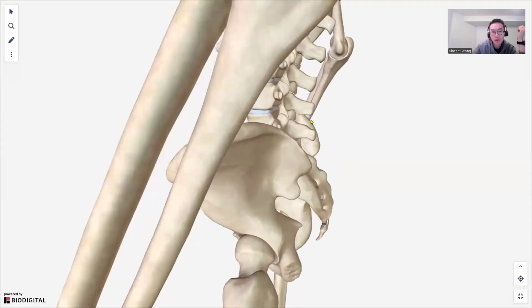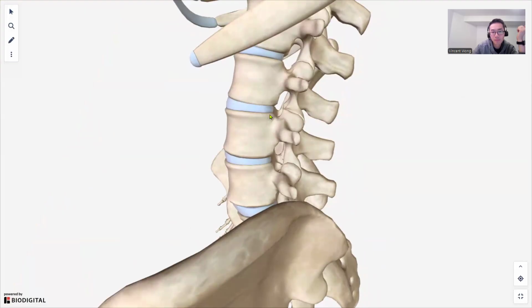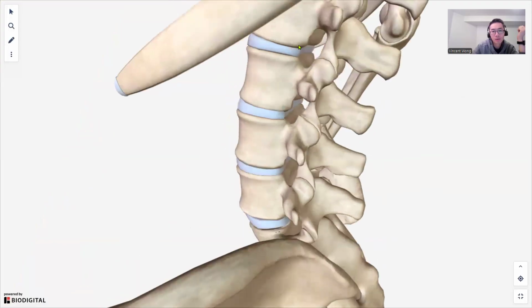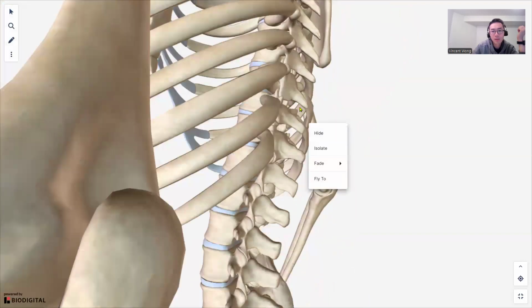Okay, let me try to zoom in a little bit more. Right there. Look at that big hole between L3 and L4, between L2 and L3. They all have a hole. We can move up here. The rib cage is kind of in the way. You got to play around with these things, okay?